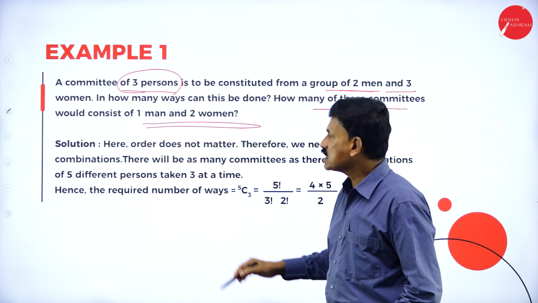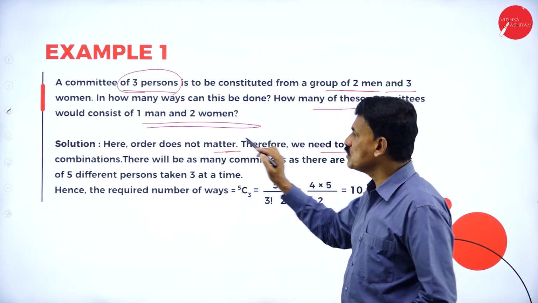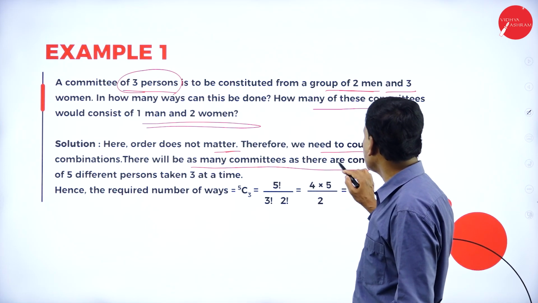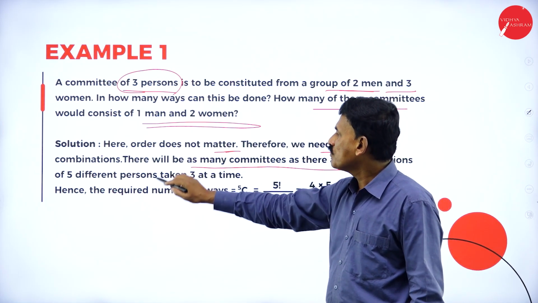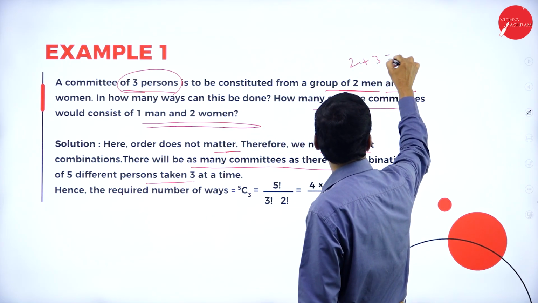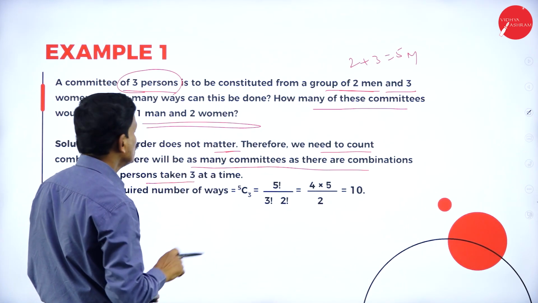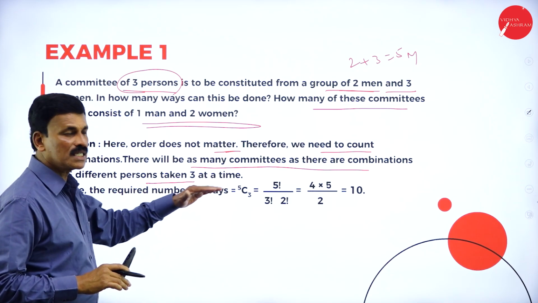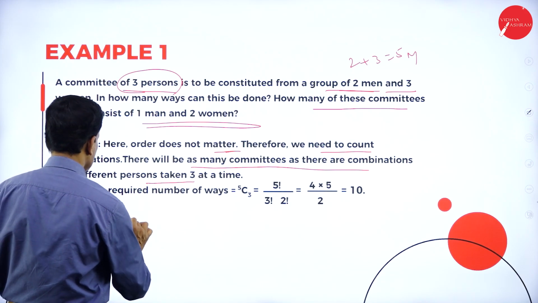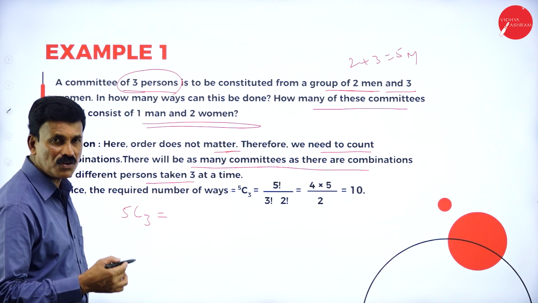So, see here, what is the solution? Here the order does not matter. So, therefore, we need to count the combinations. That means there will be as many combinations as there are combinations of 5 different persons, because 2 men plus 3 is equal to 5. So, 5 different persons taken 3 at a time is nothing but 5C3. The required combination is 5C3.